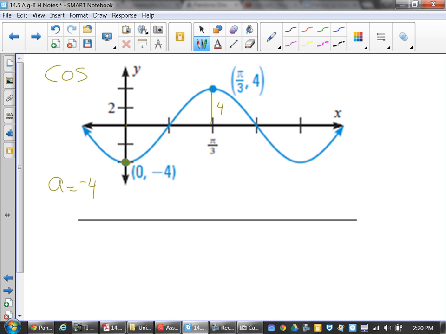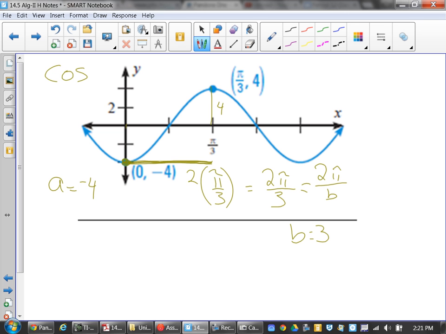Now we do the same thing to find our b value. The distance between the maximum and the minimum is how much? Good. So that means if I take pi over 3 and double it, that will give me my full period: 2 pi over 3. I use that to find b. Knowing that it's a sine or a cosine graph, the period is found by taking 2 pi divided by b. What's b? 3. 2 pi over 3 equals 2 pi over what? 3. Oh, I get it. I was multiplying by 3 and dividing by 2.